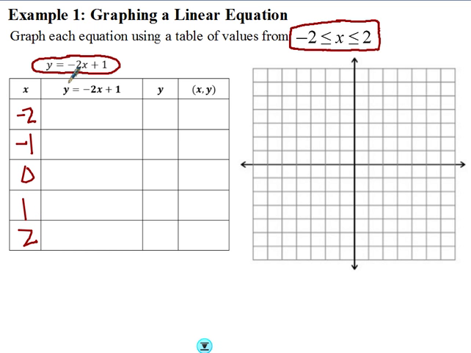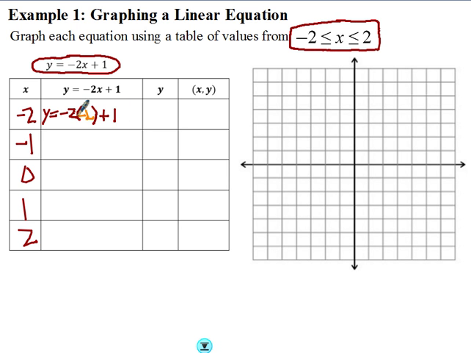Now, I'm going to plug these numbers into the equation, and I have to rewrite the equation as I have it. So instead of x, here, y equals negative 2 times, it's x, but instead of x, I'm going to put this x value, which is negative 2. I'll put that in a different color. It's negative 2. And then close the parentheses, then you have plus 1.